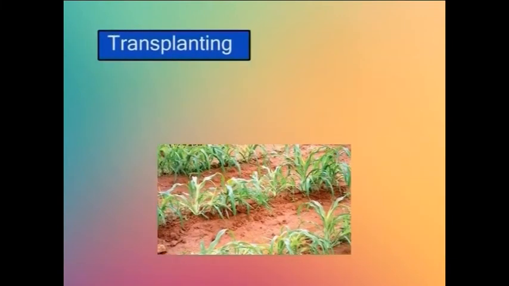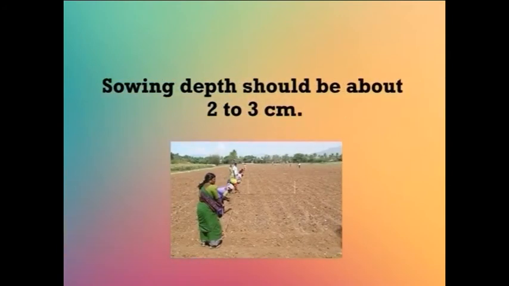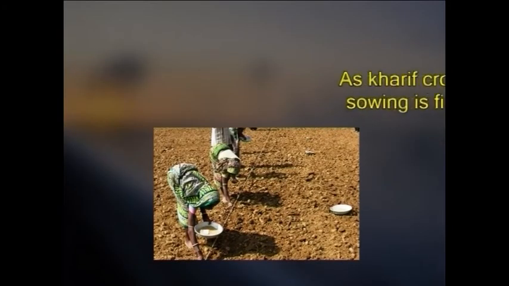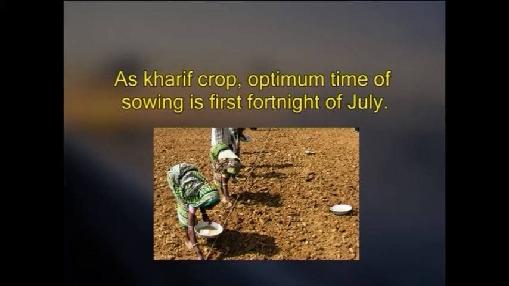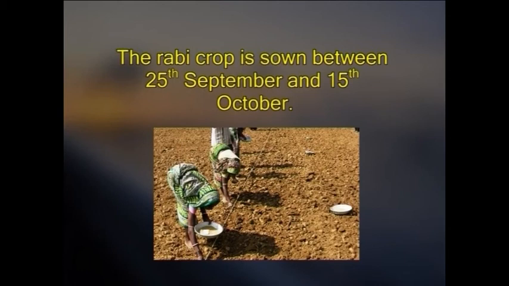And in case of transplanting, 50 cm by 10 cm should be maintained. Sowing depth should be about 2 to 3 cm. Now we will see about its optimum sowing time. As a kharif crop, the optimum time of sowing is the first fortnight of July. The rabi crop is sown between 25th September and 15th October.